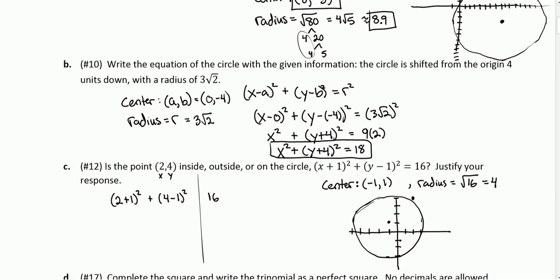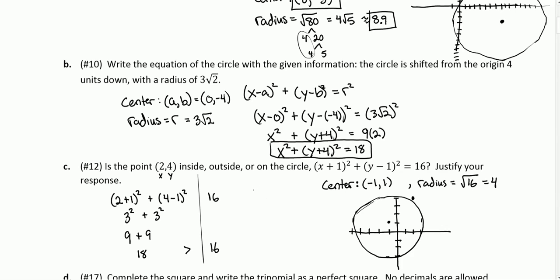So 2 plus 1 is 3. 3 squared plus 3 squared is going to give us 9 plus 9, which is 18. So that's greater than 16. So how do we interpret this? What does that mean? Is it inside? Is it outside? Is it on the circle?